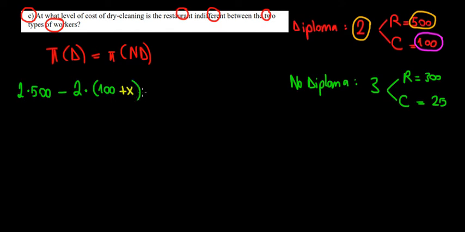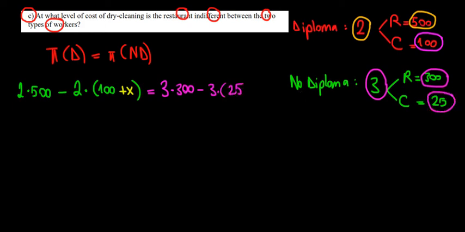Now, this is the profit when we hire people with diploma. This must equal the profit when we hire people without the diploma. We know that when we hire people without diploma, we are hiring 3 waiters. So we will have 3 waiters that generate us a revenue of 300 euros each. So 3 times 300 minus the cost for 3 people, which is 3 multiplied with the wage of 25 euros each. So that's 25 plus the cost of the uniform, because we also need uniforms for them. So plus X. Now we have to solve this.